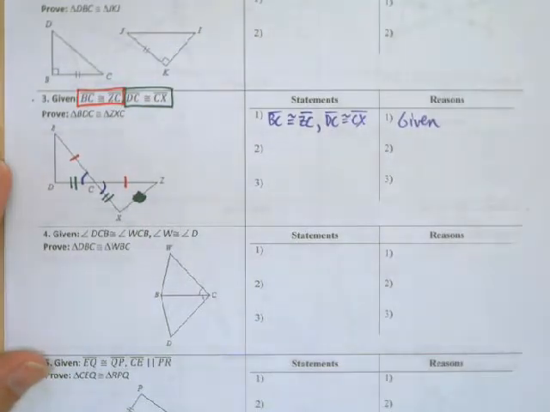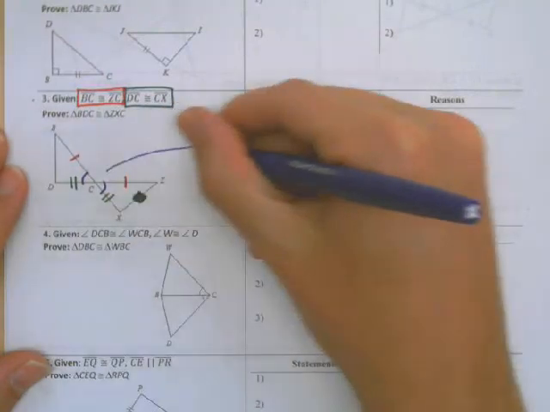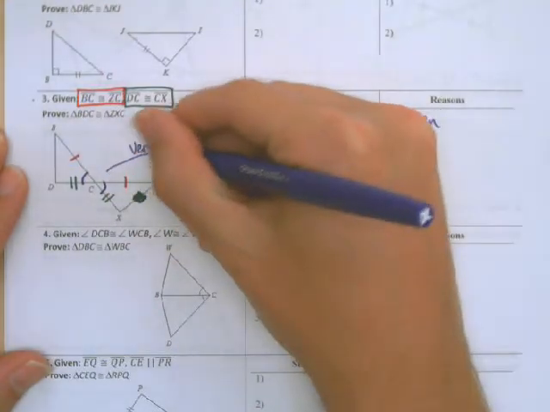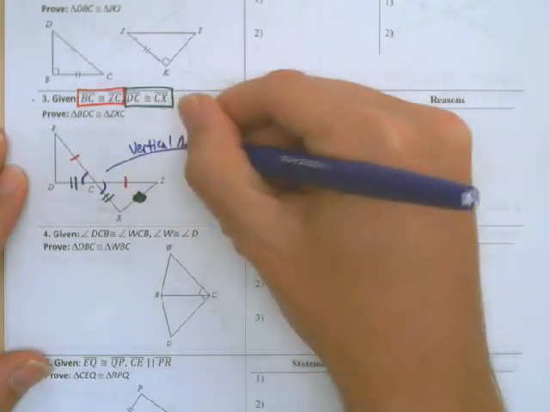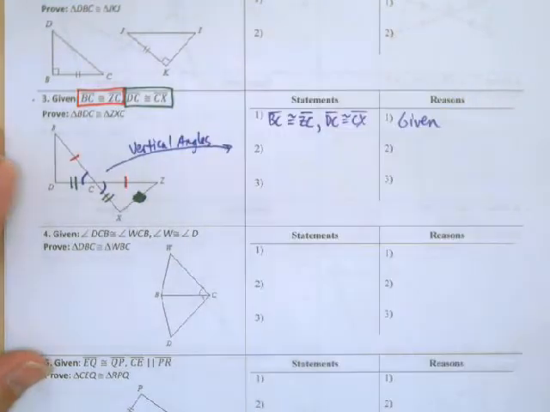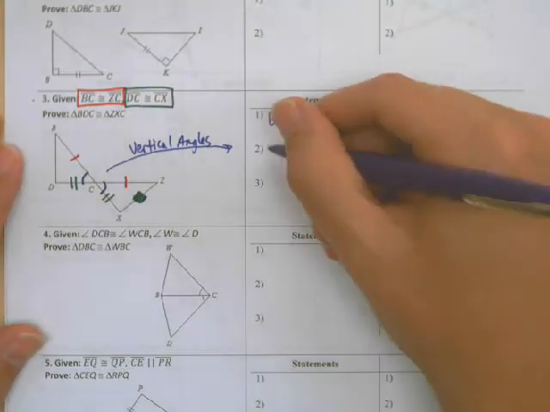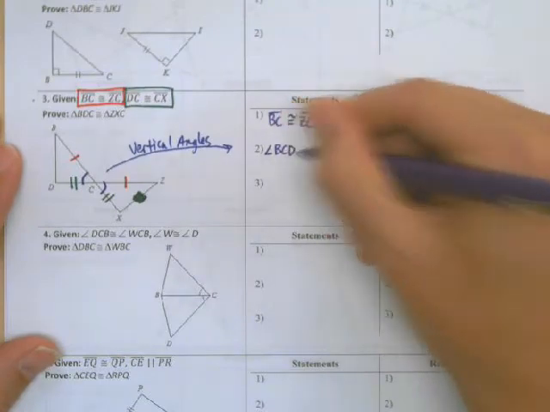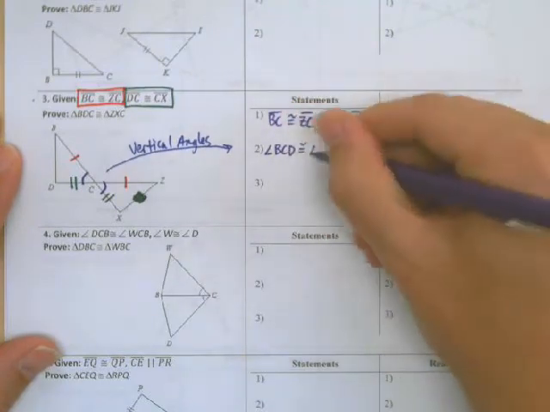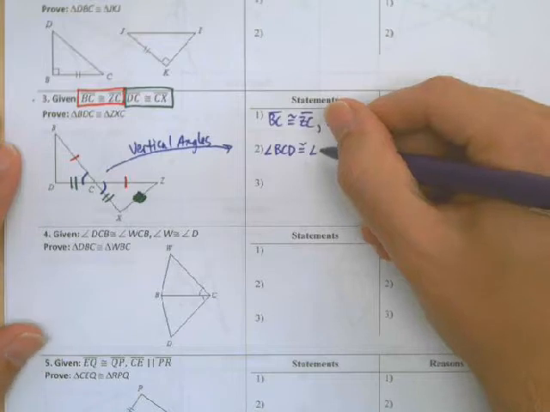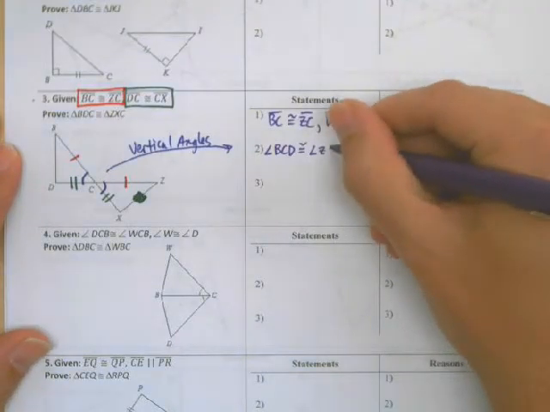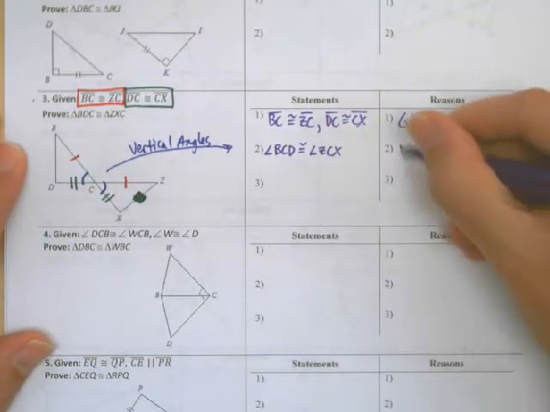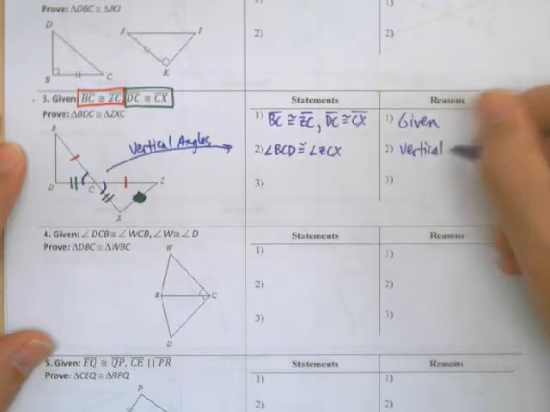Line 2 is where we're going to talk about our vertical angles. I'm going to use 3 capital letters for each of the angles, just to be safe. First, angle BCD. Second, angle ZCX. Vertical angles theorem.